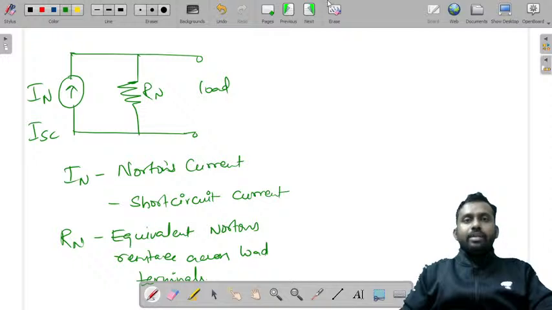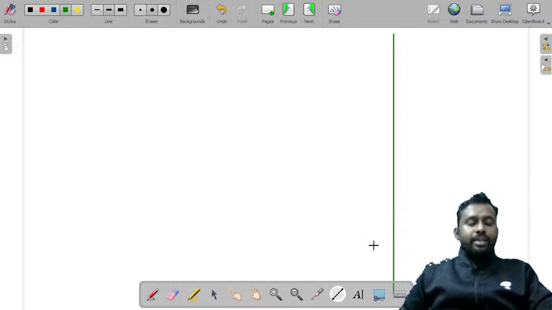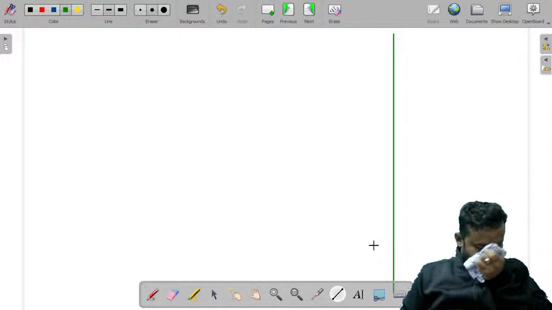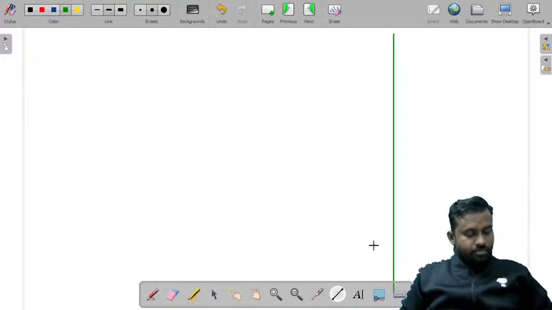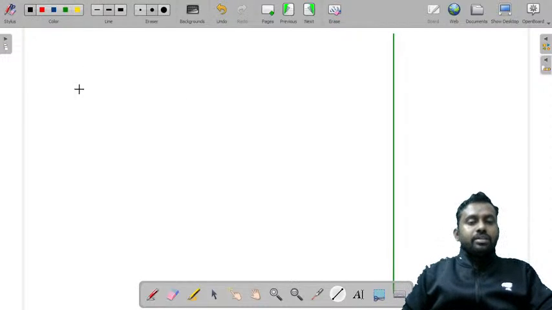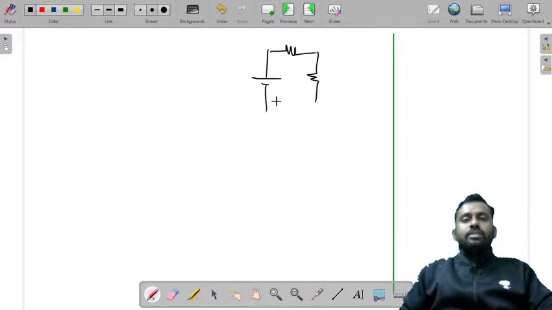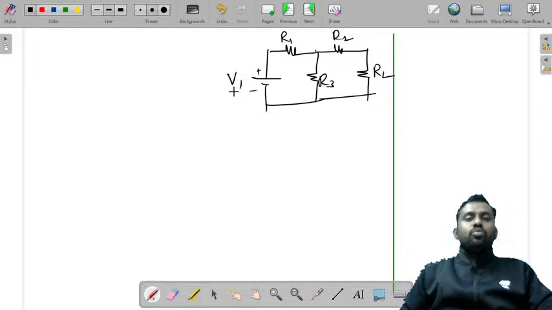Now let me consider one circuit and quickly tell you how we do that, and also we'll take up one example and find it. Let us consider one circuit. The circuit is something like this. This is the same circuit that I have taken previously as an example. Let us take this as load resistance, this as R1, this is R2, this is R3, and this is voltage V1.